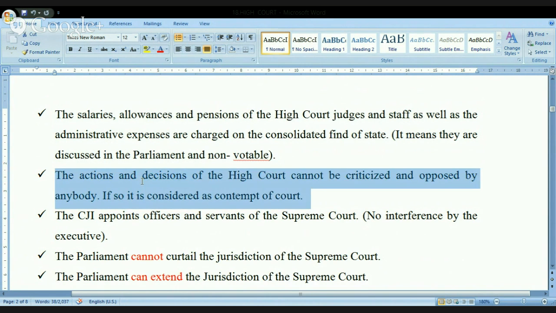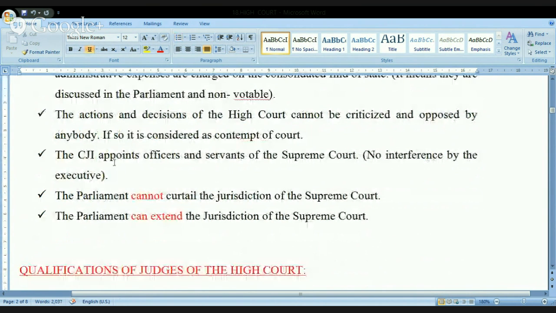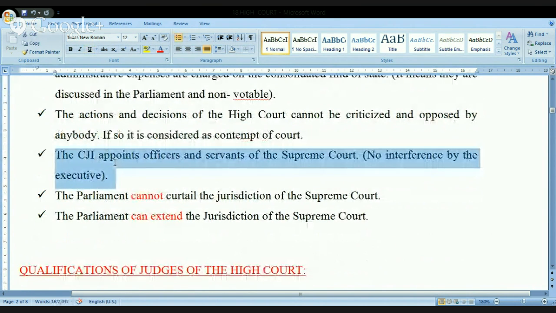In a similar manner, the actions and the decisions of the High Court cannot be criticized and opposed by anybody. If so, this may be considered as the contempt of the court, and on that particular reason, the court may punish any person or any authority. Look at this. The CJI appoints the officers and servants of the Supreme Court. Hence, there will be no interference by the executive. In a similar manner, the Chief Justice of the High Court is permitted to appoint the servants for the High Court.